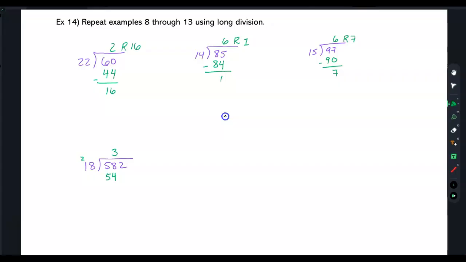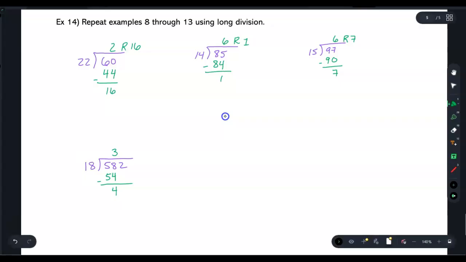So I did not pick too big because that's smaller than 58. If I subtract 58 minus 54, I get a remainder of 4. So I did not pick too small either because 18 won't go into 4. But I'm not done, right? So this was my first step. There's still more to this number. I still have the 2 here.